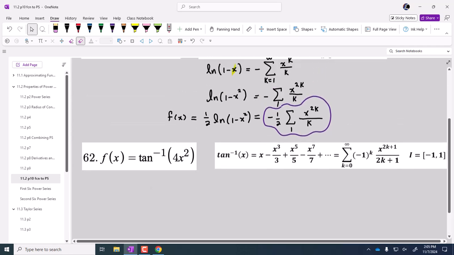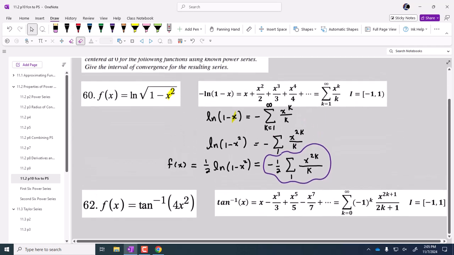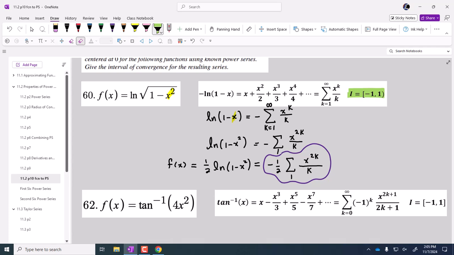Okay, let me ask you one other question though. So this is the interval of convergence. It's kind of like the domain for this power series here. Anytime we do a replacement, we need to check and see if the interval of convergence has changed. If we multiply by a constant, which we did in 2 places, multiplying by a constant does not change the interval of convergence.